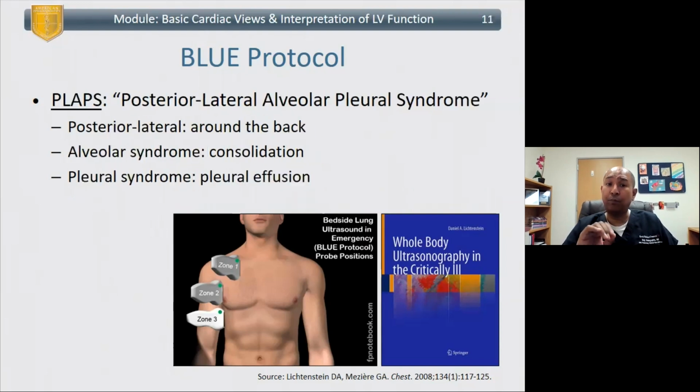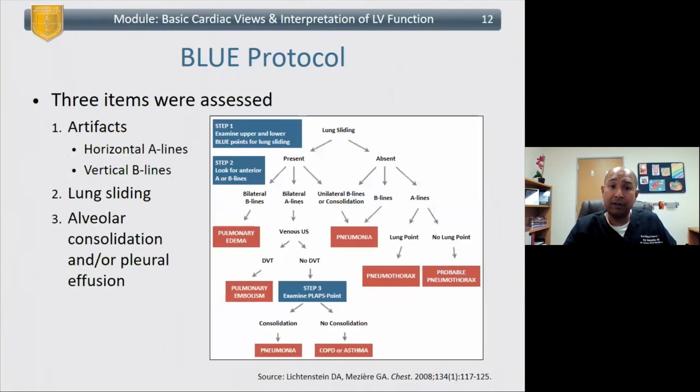So when we talk about the BLUE protocol itself, there is a certain way we could look at different aspects with the ultrasound to determine what is the most likely etiology. This is going to be the protocol, and we're going to use things like A lines and B lines that we haven't talked about yet, that we will be coming up. We're going to utilize lung sliding, which we'll talk about more when we talk about pneumothorax, to figure out why the patient is short of breath.